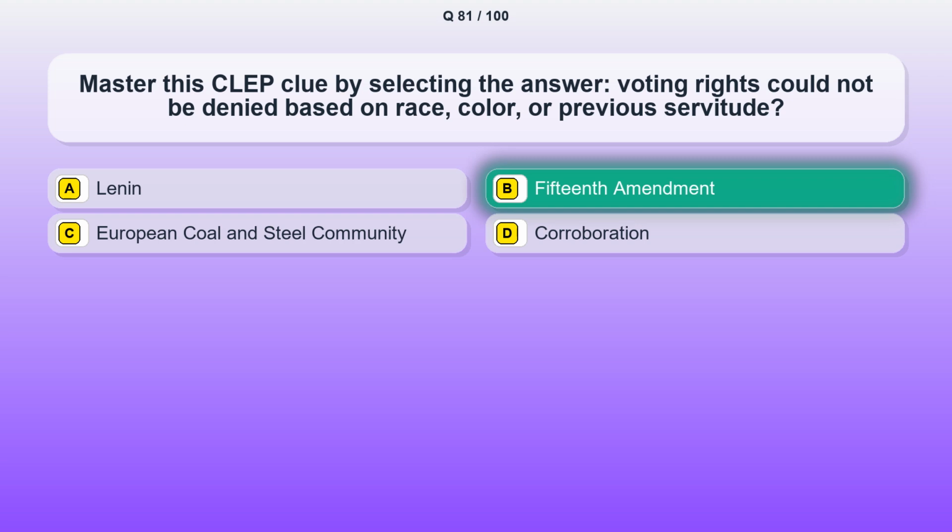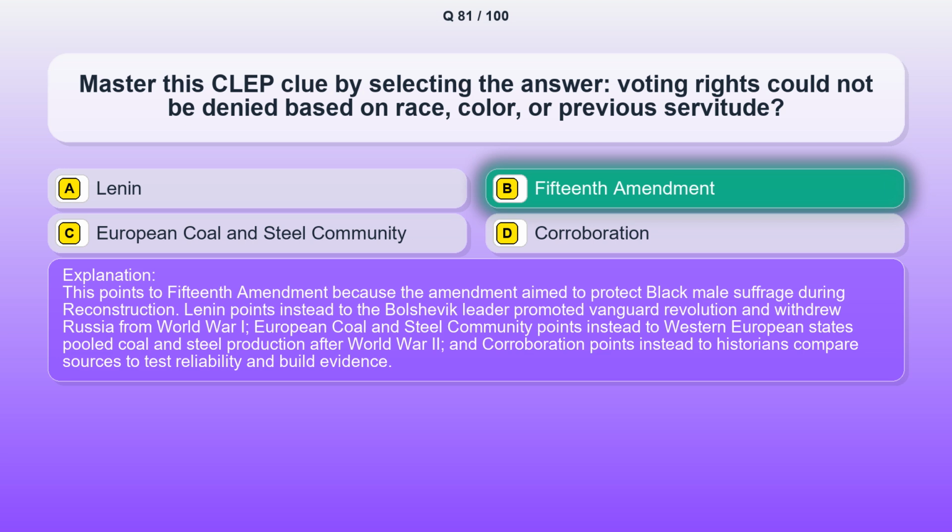The correct answer is option B, 15th Amendment. This points to 15th Amendment because the amendment aimed to protect black male suffrage during Reconstruction. Lenin points instead to the Bolshevik leader promoted vanguard revolution and withdrew Russia from World War I. European coal and steel community points instead to Western European states' pooled coal and steel production after World War II, and corroboration points instead to historians compare sources to test reliability and build evidence.